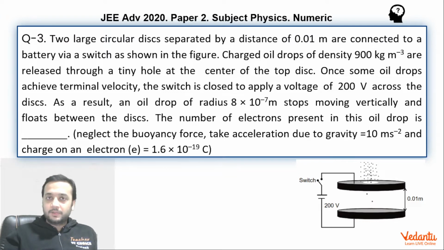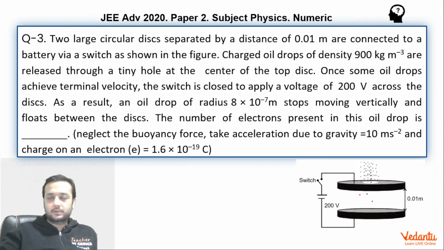This was based on the Millikan oil drop experiment. Let's see what is given in the question. When the circuit is open, there is an oil drop which has some charge on it. It is falling due to its gravitational force, but it's falling at constant velocity, which is terminal velocity, because of the viscosity. So basically, viscous force must be balancing gravitational force.